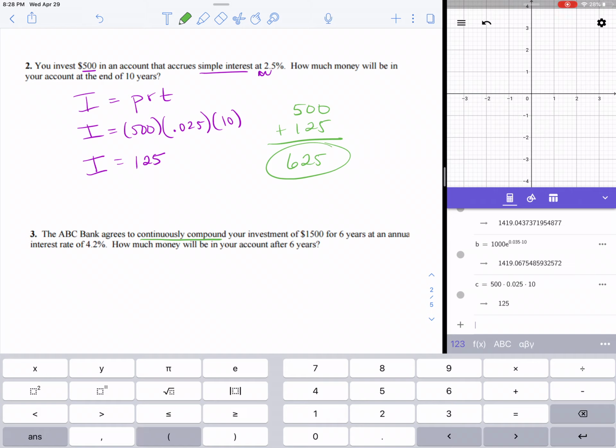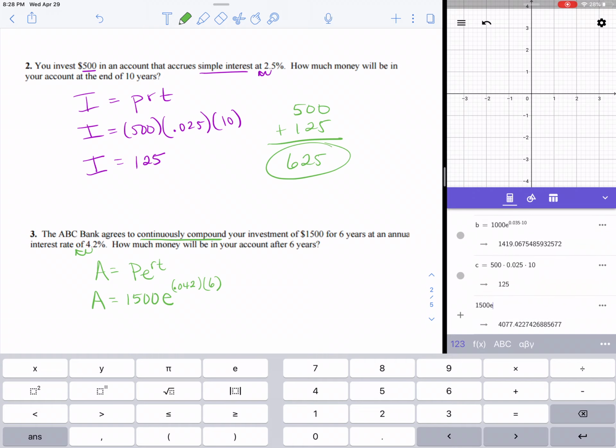So now you're using the A equals PERT, the PERT formula. So your amount would equal the principal, which is the $1,500, that E number. The rate would be 0.042. You guys still struggled with that the second day. 0.042 times the 6 years for time. Put it right in the calculator, 1,500. Use the E button. And then in the exponent, 0.042 times 6.